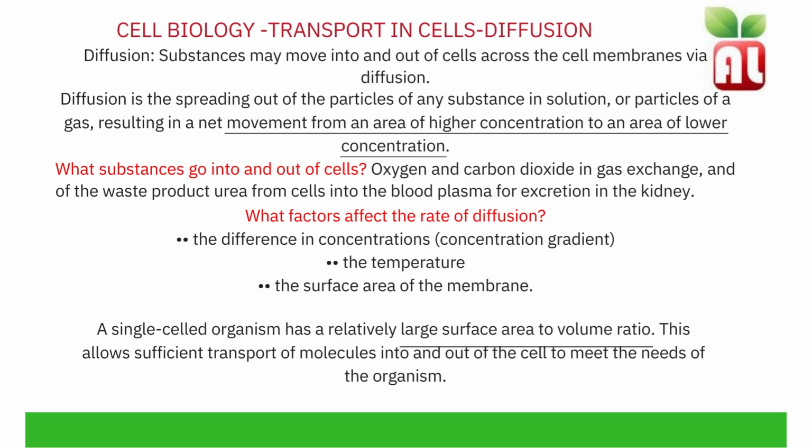What substances go into and out of cells? Oxygen and carbon dioxide in gas exchange in the lungs, and the waste product of urea from cells into the blood plasma for excretion in the kidney. What factors affect the rate of diffusion? The difference in the concentrations, i.e. the concentration gradient. If there is a larger difference in concentrations, there will be a greater net movement in substances.